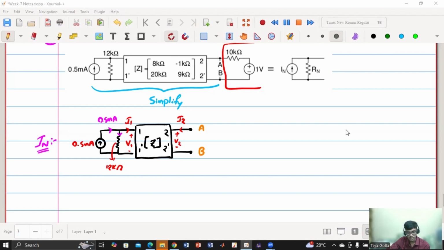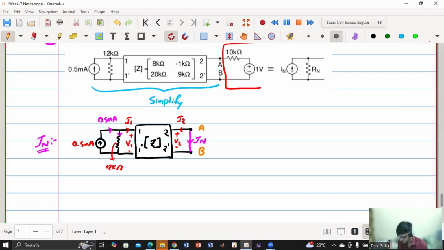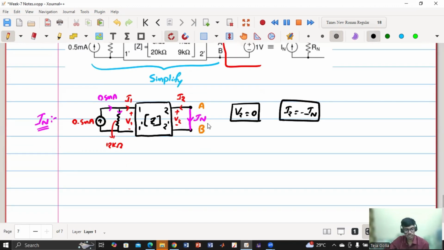Short circuit AB. Yes. We'll short circuit the A and B terminals, and this becomes my Norton current, right? Agree? Very simple and straightforward. This is my Norton current, right? I have to short it and I have to find IN. So immediately I know V2 equals 0 and I2 equals minus IN. These are the immediate two things that I can write at this point of time.